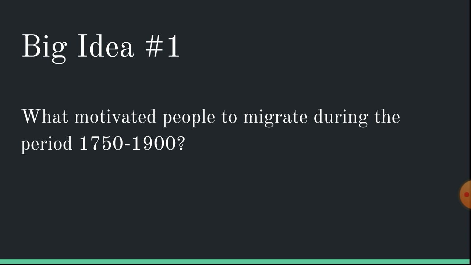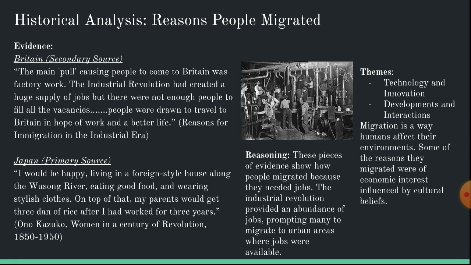Big idea number 1. What motivated people to migrate during the period 1750 to the 1900s? You may pause the video to think about this question and come up with answers. The main reason that people migrated was the search for jobs. There was generally a large population with many people plagued with unemployment. The Industrial Revolution provided an abundance of jobs as new industries rose. This prompted many to migrate from rural to urban areas where jobs were more readily available.